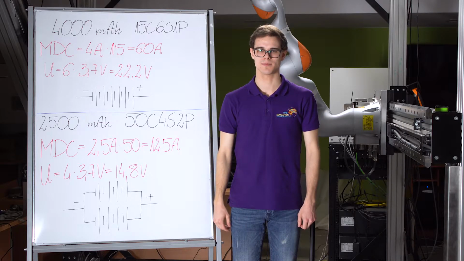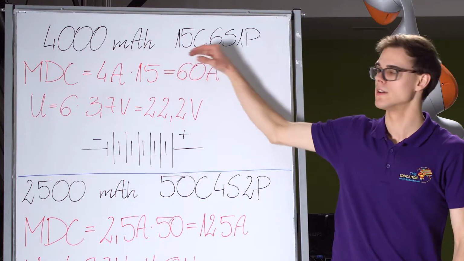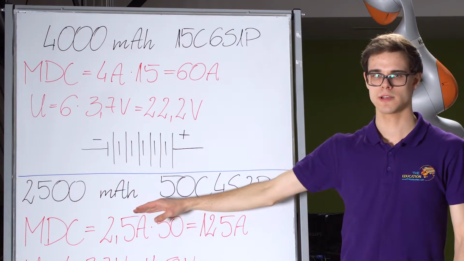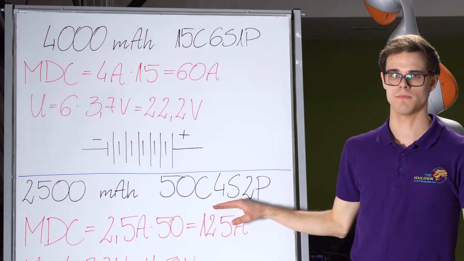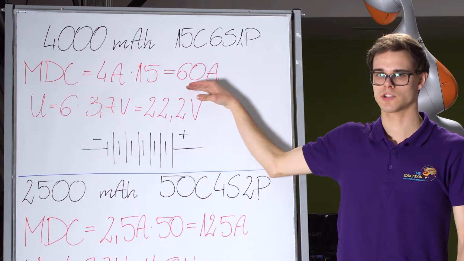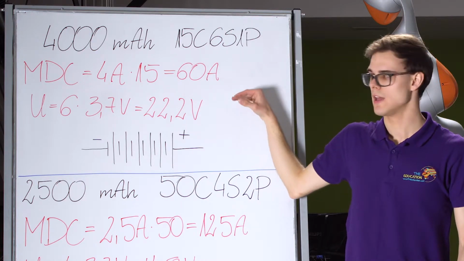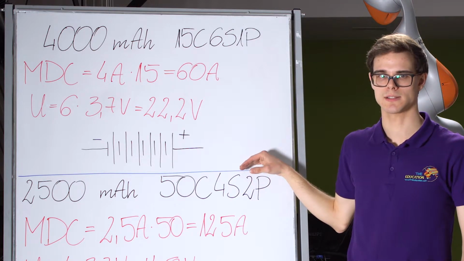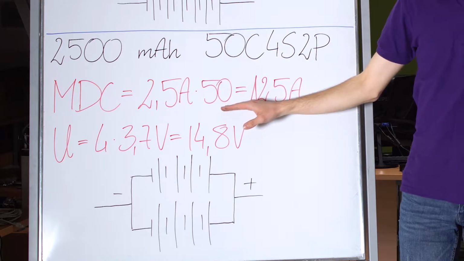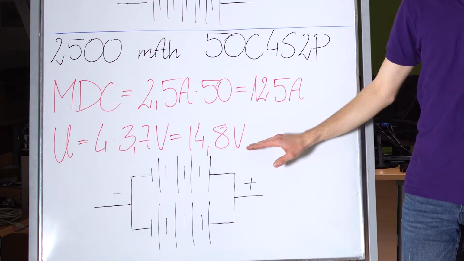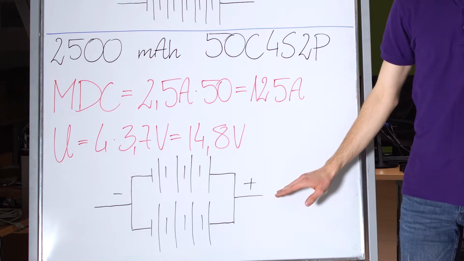Let us consider two examples: 4000 mAh 15C6S1P battery and 2500 mAh 50C4S2P battery. The first one is 4 ampere hours battery with maximum discharge current of 60 amperes and nominal voltage of 22.2 volts. There are 6 serial cells. The second one is 2.5 ampere hours battery with maximum discharge current of 125 amperes and nominal voltage of 14.8 volts. There are 2 parallel rows, 4 cells each.